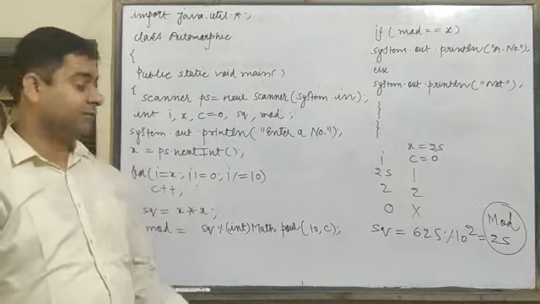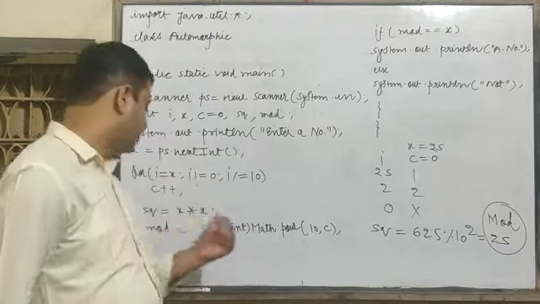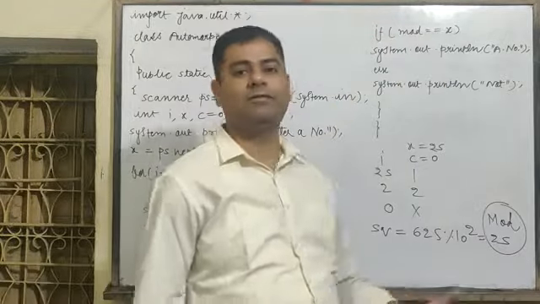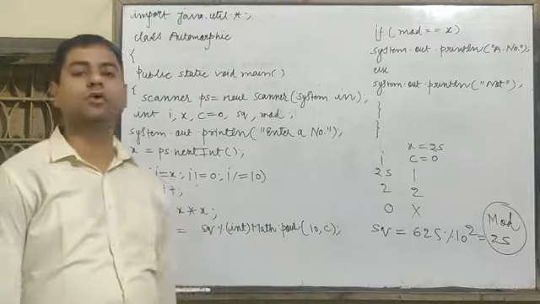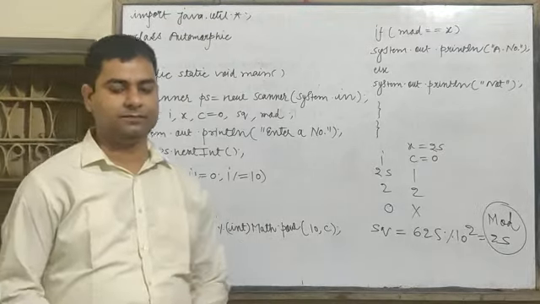So 36 modulus 10 raised to the power c. The value of c was 1. So 36 modulus 10 raised to the power 1 will give 6. So modulus will be 6. It will be compared with the original number. 6 equals 6, so it will print automorphic number, else not. So this is the program code for an automorphic number.